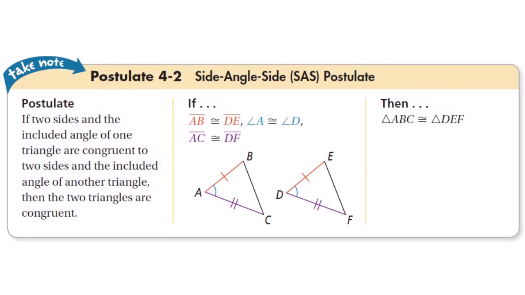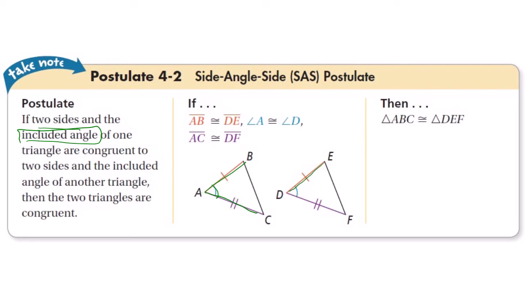So the other postulate that we're working with in this section is side, angle, side, so SAS. So this says if two sides and the included angle, okay, so the included angle, that's an important aspect of this. The included angle is the angle between the two sides, right? So you have two sides and the angle in between them, okay? And it's just like the title says, side, angle, side, right? So it has to go in that order.